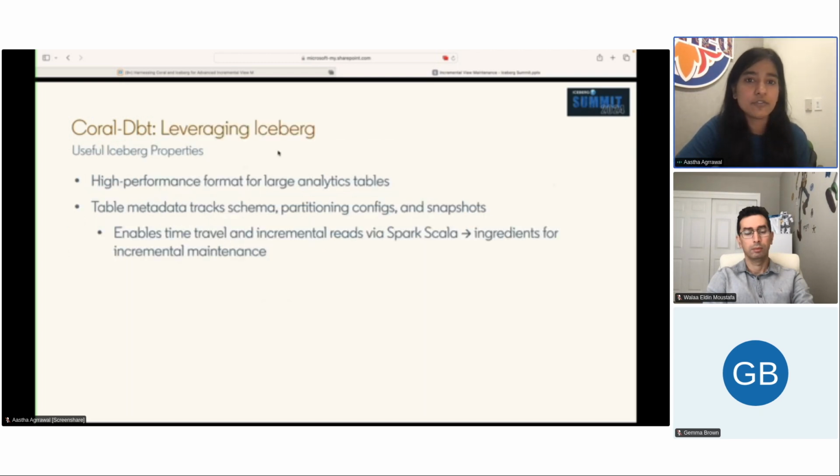And this is where we leverage Iceberg. Iceberg is the high-performance table format which allows us to time travel. With this time traveling, we are able to identify records added to the base tables between two timestamps. And we'll see over the next slides how this is the key ingredient which enables us to incrementally maintain an output data set.